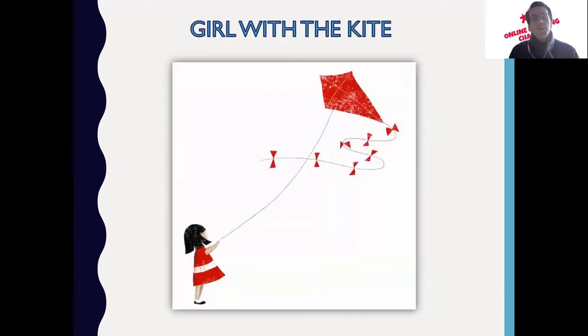And then the third image is entitled Girl with the Kite. As you can see, it's a pretty straightforward image of a young girl flying her kite and clearly enjoying herself as a result.